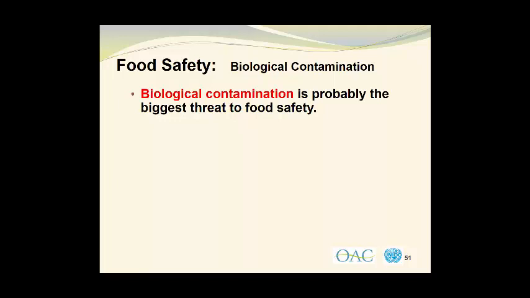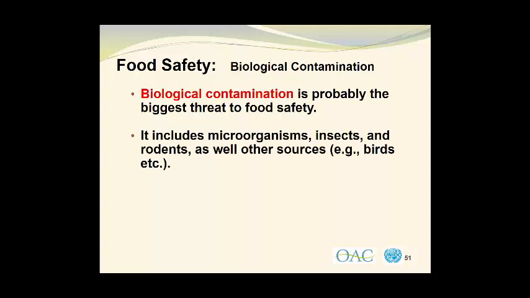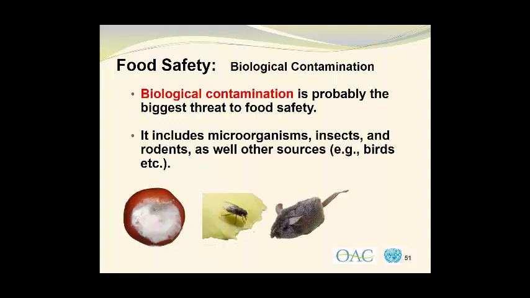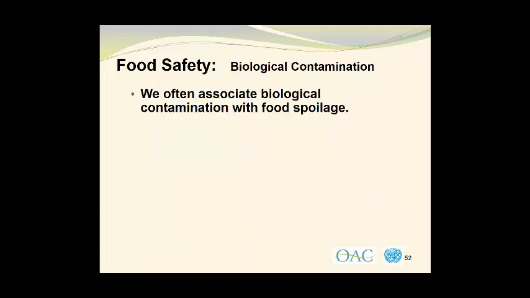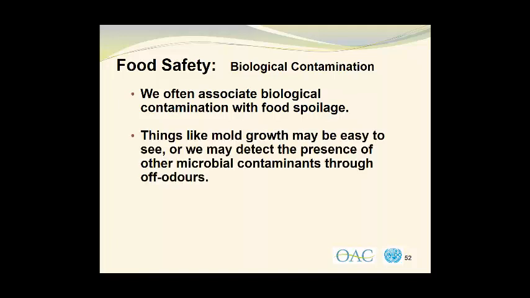Biological contamination is probably the biggest threat to food safety, and that's why I have left it till last in the list to cover. It includes microorganisms, insects, and rodents, as well as other sources such as birds. And you'll notice I've actually used a cute little toy mouse rather than showing you the real thing. We often associate biological contamination with food spoilage.